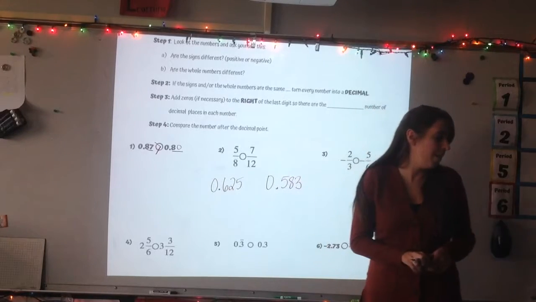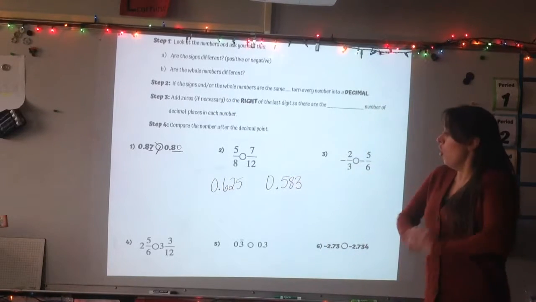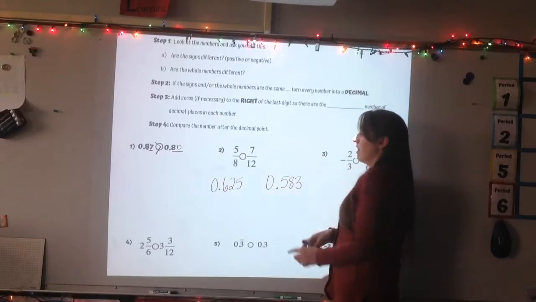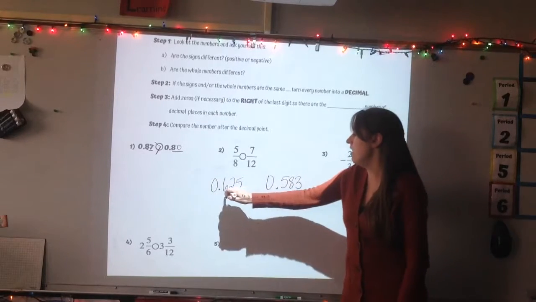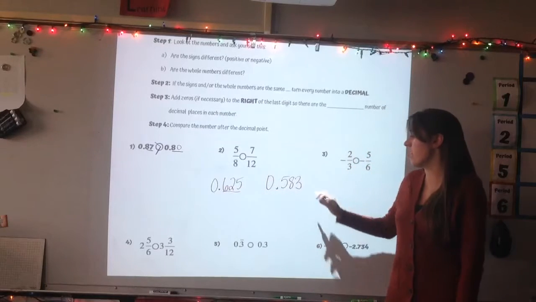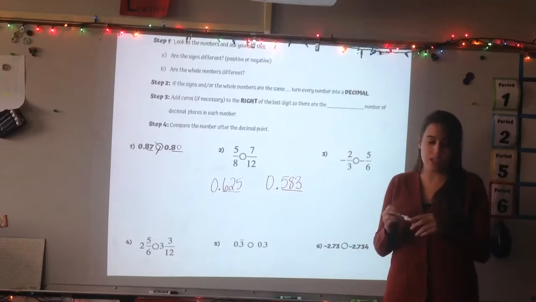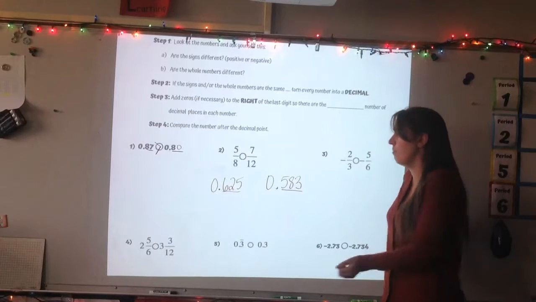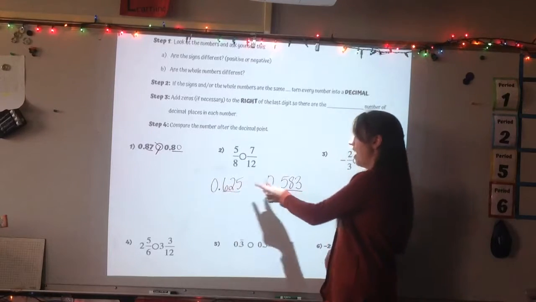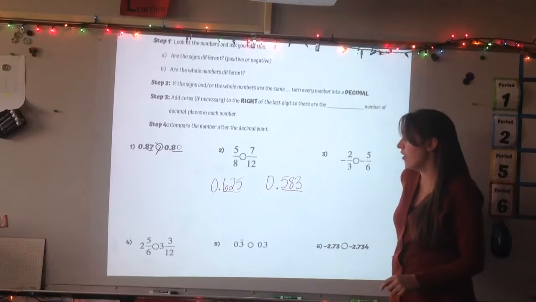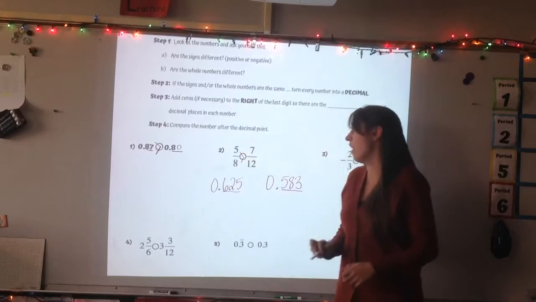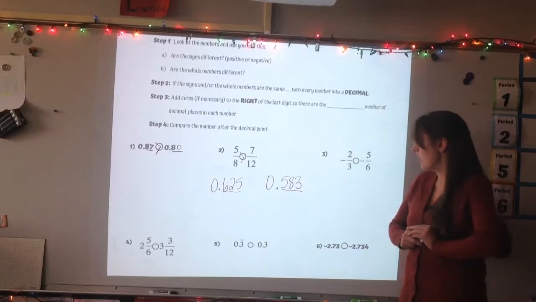0.583, okay? So we know they are both positive, we know they have the same whole number value, so now we're going to look at the decimal values. This number has 3 numbers after the decimal point. This number also has 3 numbers after the decimal point. So I'm just going to compare the 2 numbers. 625 is bigger than 583, so 5 eighths is greater than 7 twelfths.